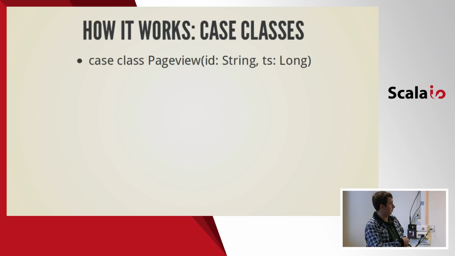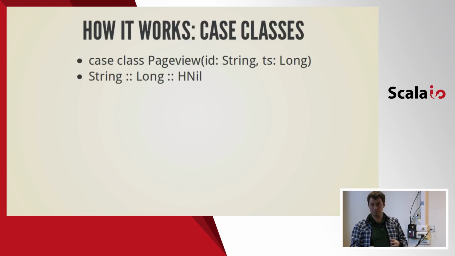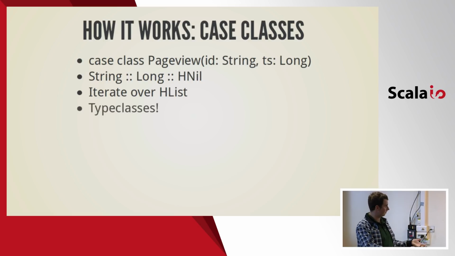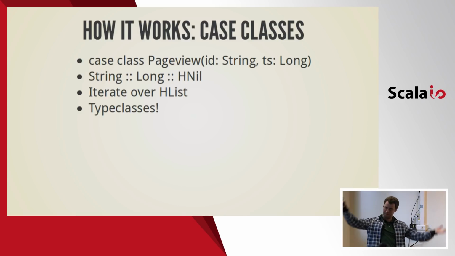For example, we have our page view, and it has two arguments. We can transform it to the HList representation, the generic one, with just a string and long, and that's all. We already have type classes for string and long defined in the library, so you can traverse this list with these type classes and derive one huge type class for your page view automatically at compile time. It looks and sounds great. What can go wrong with this?